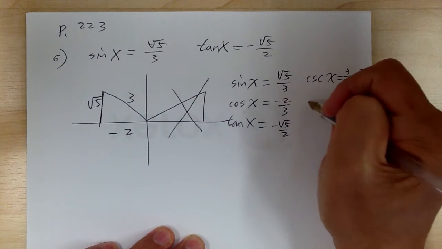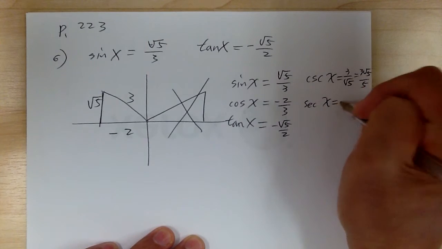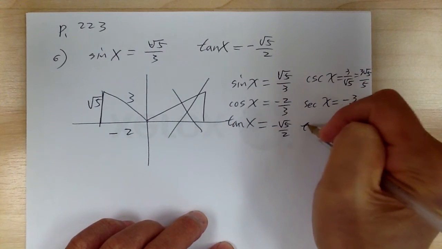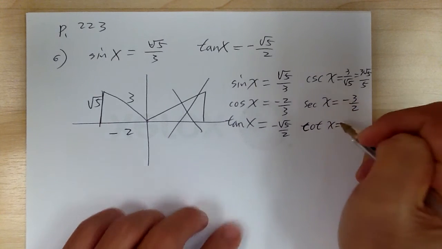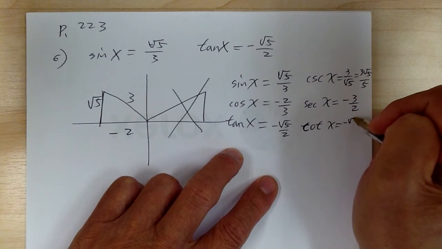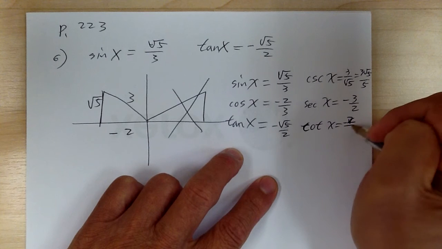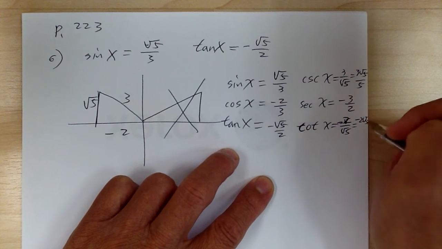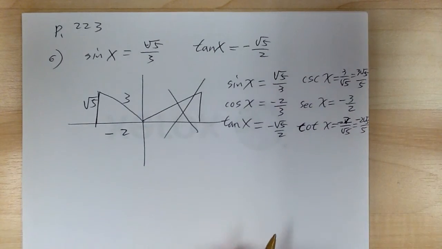Okay, then cosine, you get secant. So you flip it over, you get negative 3 over 2. And cotangent of x, you flip it over, negative 2 over square root of 5. And this will equal negative 2 square root of 5 over 5. So kind of run out of space over there.